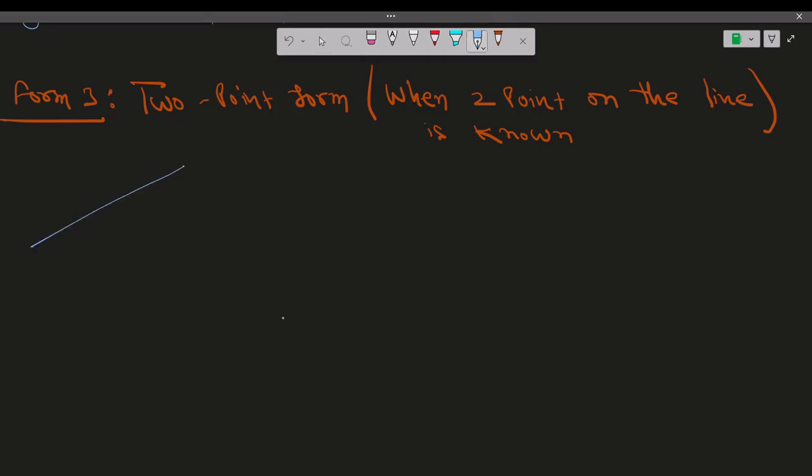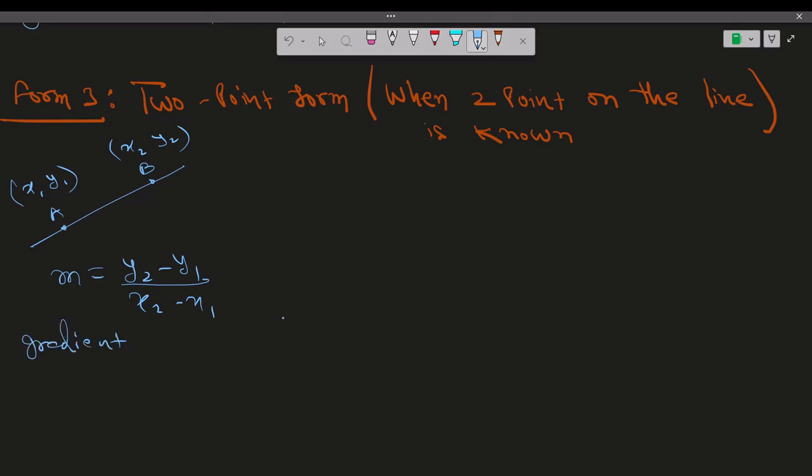Two-point form. This time we will have two points, where this is point A and this is point B. Let us call the coordinate of point A x1, y1, and the coordinate of point B x2, y2. Do we have the gradient of this line? Yes, I can get the gradient, and yes, I have one point. Let us find the gradient. The gradient is y2 minus y1 upon x2 minus x1. Great, we have the gradient and we have one point. Let us apply the gradient-point form.